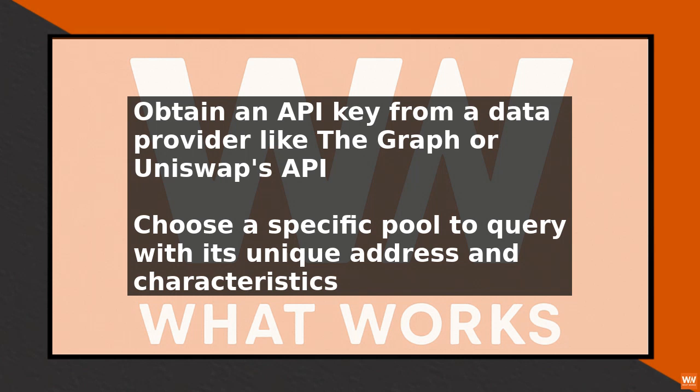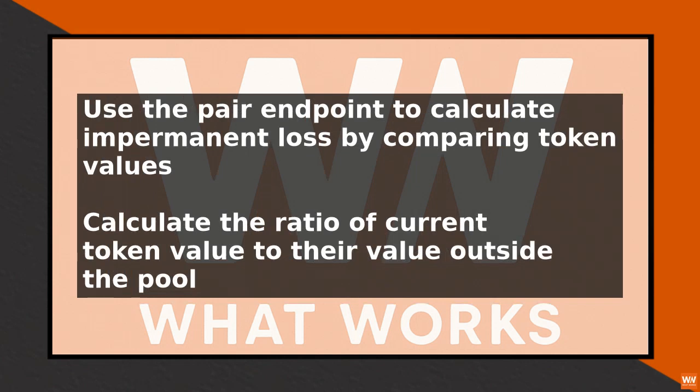To calculate impermanent loss, use the formula: impermanent loss equals 1 minus the ratio of the current value of the tokens in the pool to their value if they were held outside of the pool. This ratio is calculated by dividing the current value of the tokens in the pool by the value of the tokens if they were held outside of the pool.